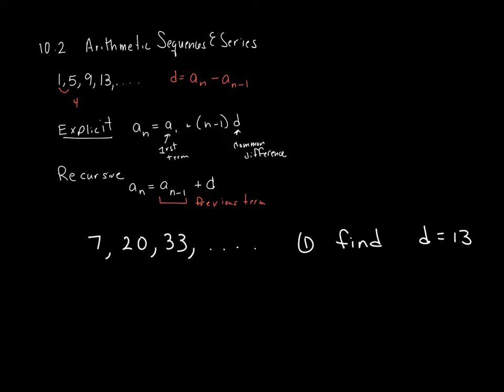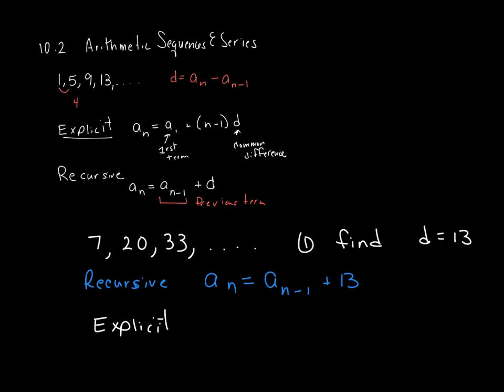Now, I want to write this with both the explicit and the recursive rule. Let's start with the recursive. The recursive rule is just a_n is equal to a_(n-1) plus 13. That's always going to be the case. The one we're going to use more often is the explicit rule.